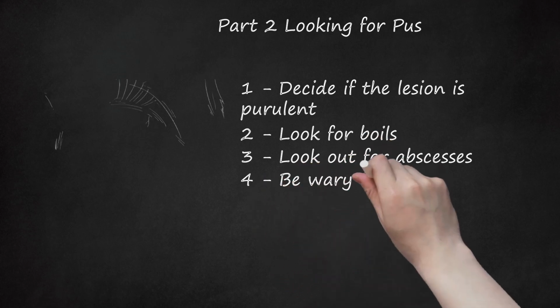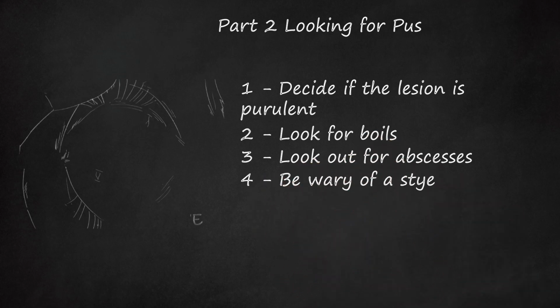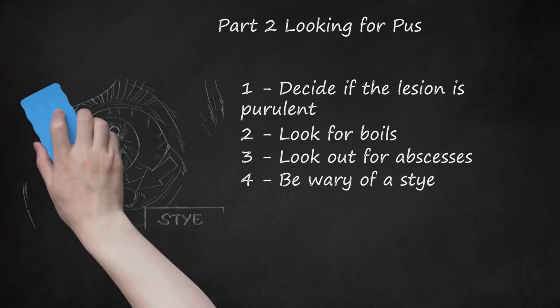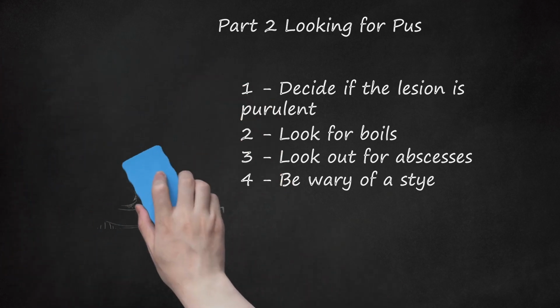4. Be wary of a stye. A stye is an infection of the oil glands of the eyelid. This causes inflammation and redness on the eye and eyelid. The stye can be internal or external. The lump will usually have a whitish or yellowish head that looks like a pimple.